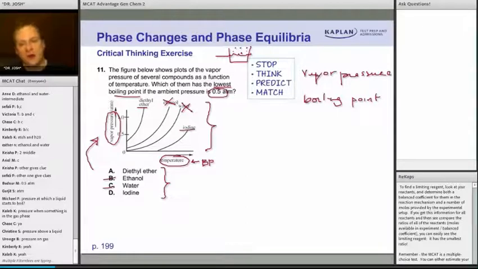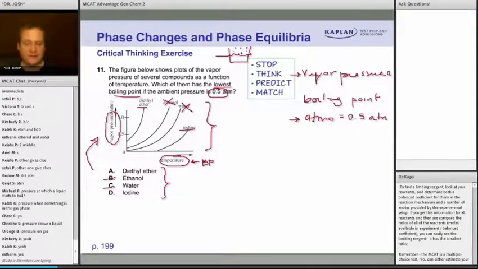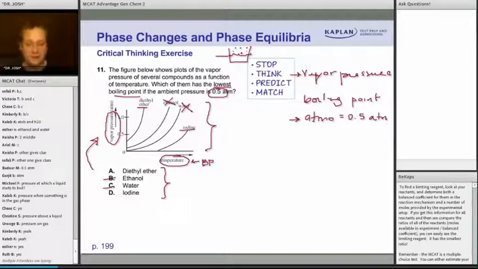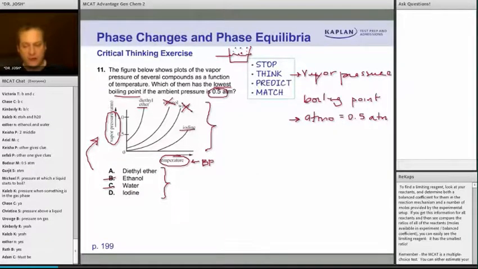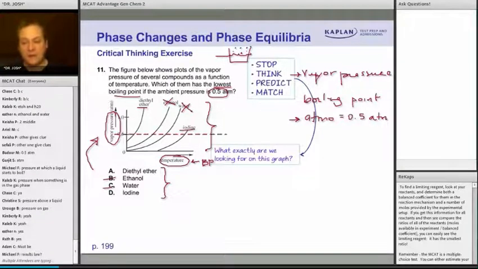Now, the question also gives us one more point of information. It gives us atmospheric pressure. It says it's 0.5 atmospheres. So we've got to think, is there a way to connect vapor pressure above a liquid, atmospheric pressure, and boiling point? Is there a way to connect those three pieces? Because those are all the clues they've given us. We know vapor pressure's got to help us. We need boiling point, and we've got atmospheric pressure. There's got to be a way to connect it. And this goes back to one of our definitions.